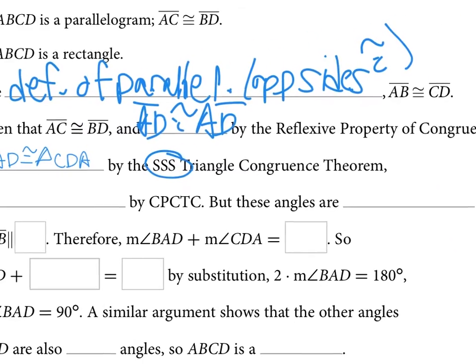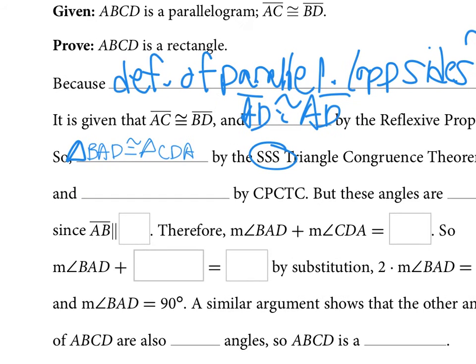So back over here, we want to know which angles are congruent. It's the right angles that we want to be congruent. So therefore, by CPCTC, specifically, the right angle BAD is congruent to the right angle CDA. So these angles are supplementary, we know, next.